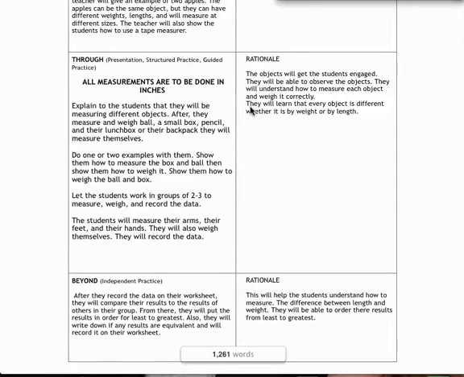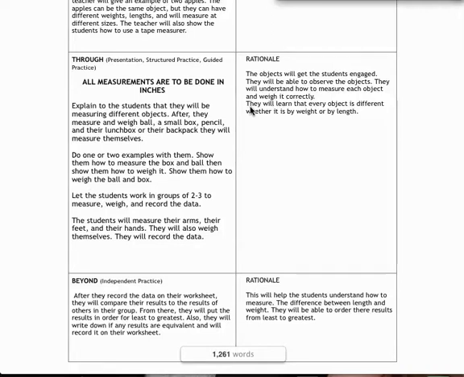I will explain to the students that they will be measuring different objects. After they measure and weigh the ball, a small box, pencil, and their lunchbox or their backpack, whichever one they have, they will measure themselves. We will do 1 or 2 examples together as a class, as a whole group. I will show them how to measure the box and ball and how to weigh them after. And at the end, when the students work independently, they will be able to work in groups of 2 or 3 to measure, weigh, and record their data.